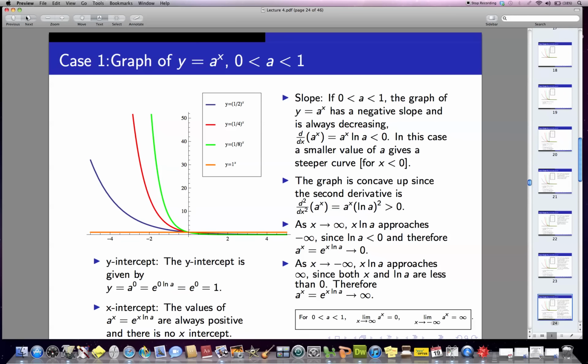And as x tends to negative infinity, x and ln a are both negative, so their product is positive, and e to the x times ln of a approaches e to the infinity, which tends towards infinity. So we get two limits. The limit as x tends to infinity of a to the x is 0, and the limit as x tends to negative infinity of a to the x is infinity, keeping in mind that a is between 0 and 1.